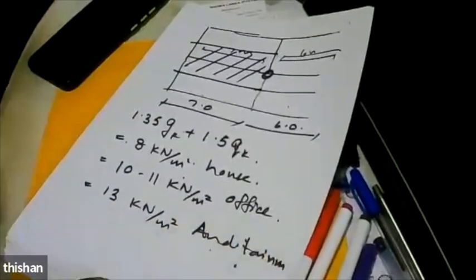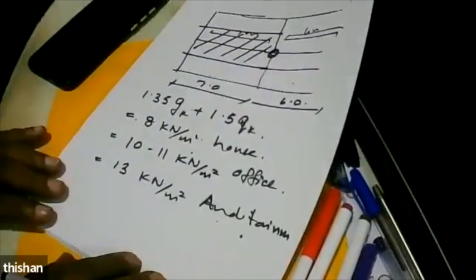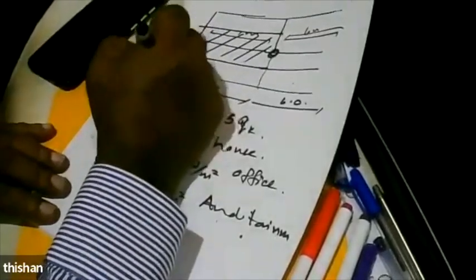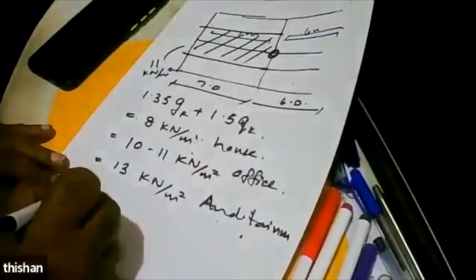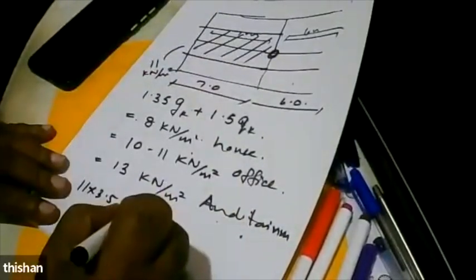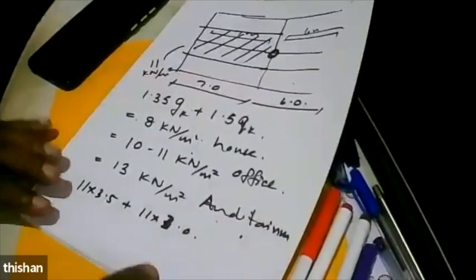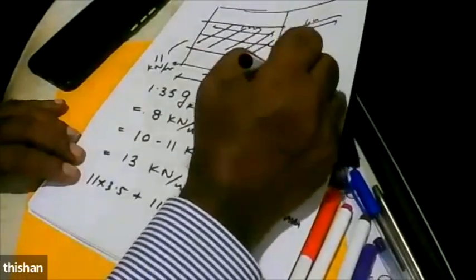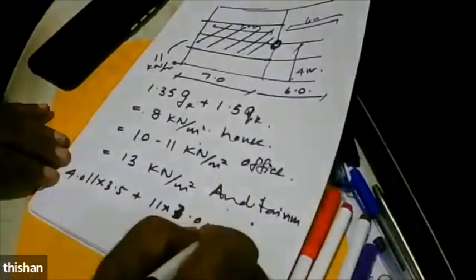Now, what is the value of these numbers? I don't do any calculation. Let's say this is an office building. So, I simply use 11 kilonewtons per meter square. So, 11 into 3.5 plus 11 into 6, 11 into 3. That is a lot. 11 into 3.5, but this way we say these beams are at 4 meters. So we have to multiply it by 4. We also multiply by 4.